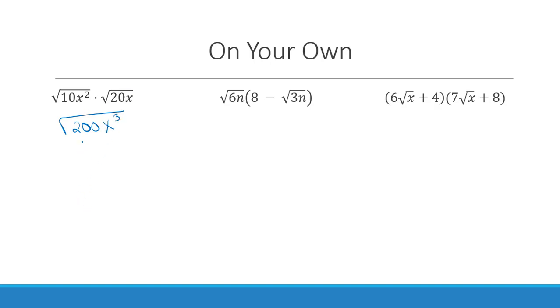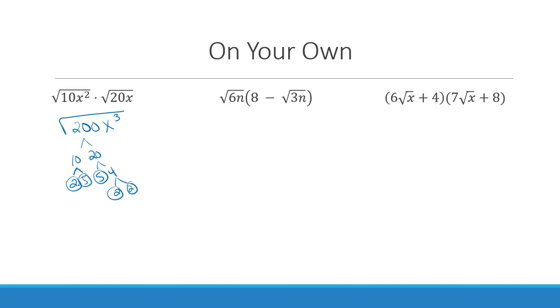Now, 200 you can break down. Again, it doesn't matter how you want to break it down. It's really up to you. So we can start off by breaking this down into 10 times 20. And then we could say this is 2 times 5. We could say 20 is 5 times 4. And then 4 is going to be 2 times 2.